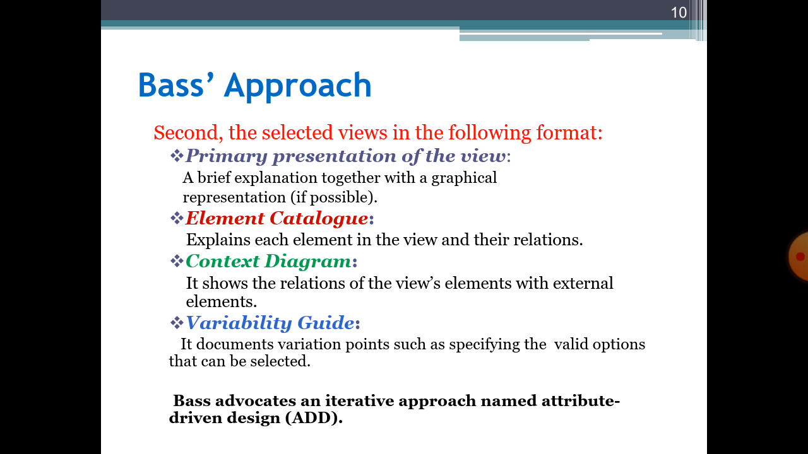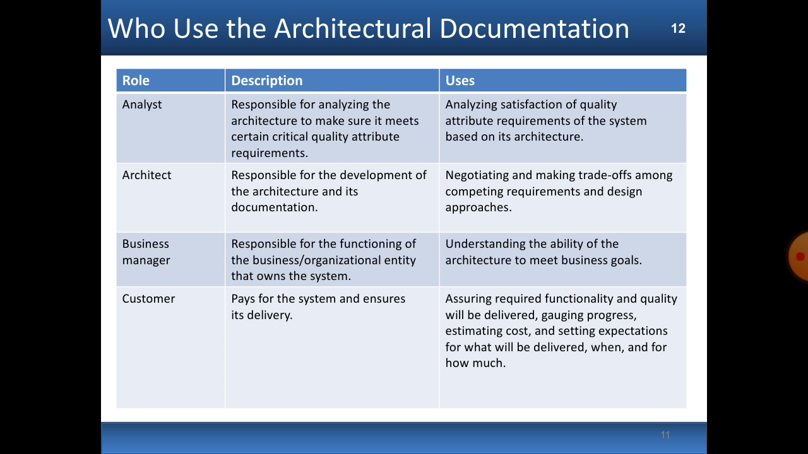And the next aspect is the variability guide. It documents the variation points, like specifying the valid options which can be selected. And so students, these are the different aspects, selected views in the following formats provided by the Bass approach. So this Bass approach advocates an iterative approach, which is also named attribute driven design. So students, these are the different approaches towards documenting software architecture.